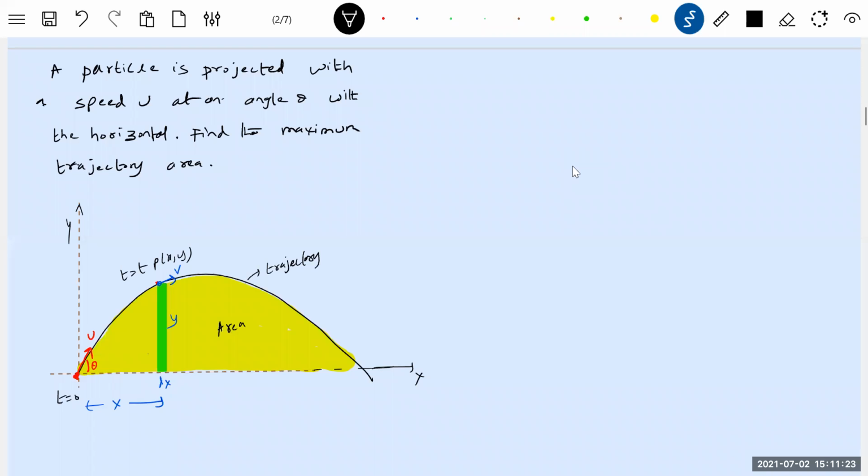Then what is the thing? u is given. It's projected with a speed u at an angle theta. So for what angle theta will the area be maximum, and that maximum area has to be determined. I think there is totally no mathematics, nothing to do after this. What is the expression for the trajectory? y equal to x tan theta minus g x square by 2u square cos square theta. I think this is the equation we are aware of.